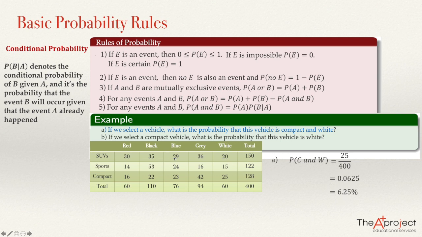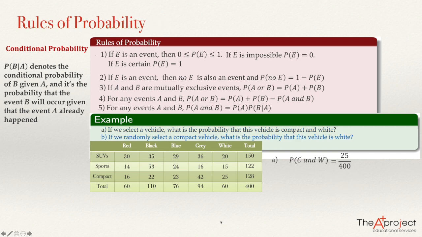But the second question is different. We know the vehicle is compact. So we went there and we looked for the compact vehicles, and we're going to find what is the probability that this compact vehicle, I'm going to choose one randomly, is wide. So in this case, what I'm finding is the probability that the vehicle is wide, given that we know that it's compact. So this is different.